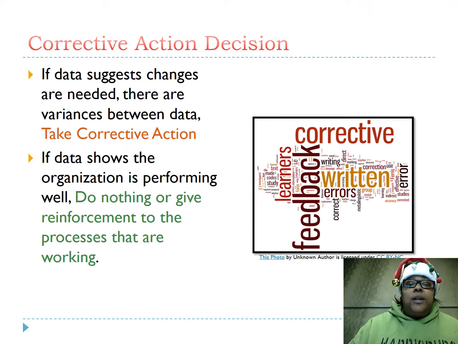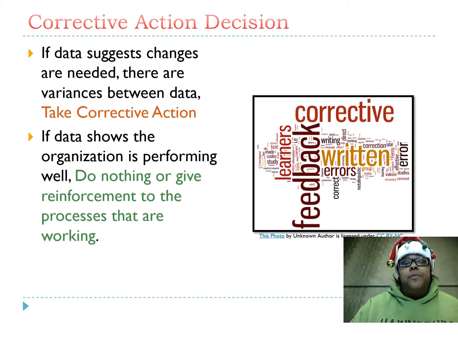If you have to take corrective action, so if the data suggests that changes are needed, if the data shows that there are variances between the data, then you want to take corrective action. However, if the data shows the organization is performing well, then you want to either do nothing or give reinforcement to the processes that are working.